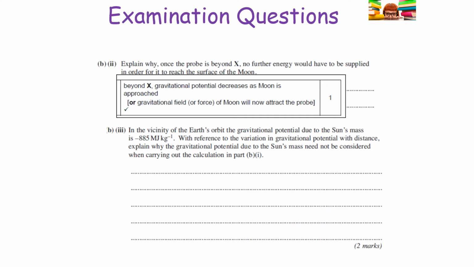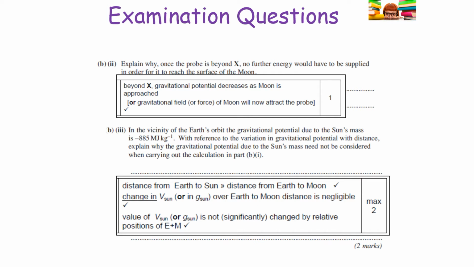Now in the second question, you've got to consider why the potential of the sun will not be considered. Again, it's saying the variation in gravitational potential with distance. So the first thing you've got to be aware of is that the distance from the Earth to the sun is much larger than the distance from the Earth to the moon. Therefore the change in potential over the Earth to the moon distance from the sun is negligible, so it's not changed a great amount, and it does not need to be considered.